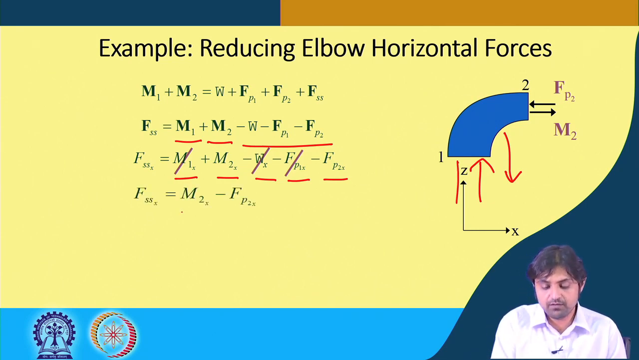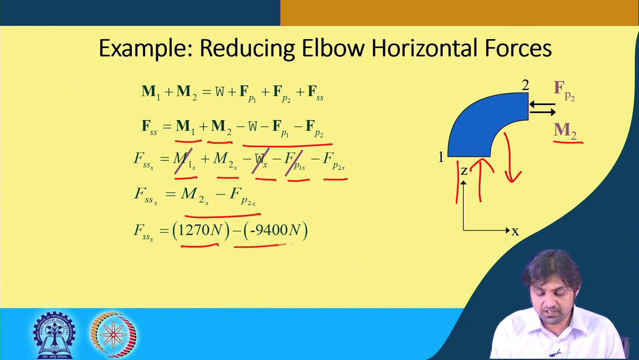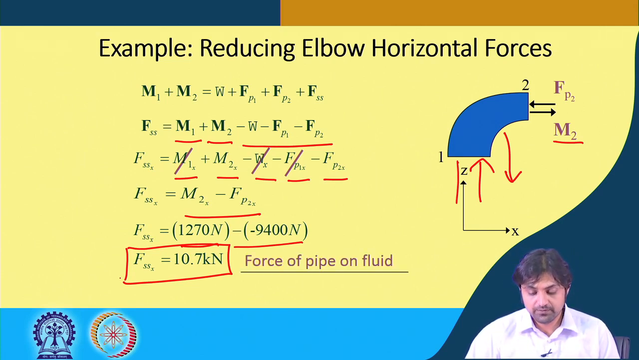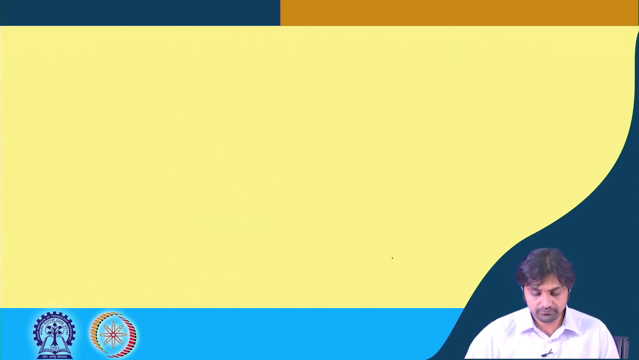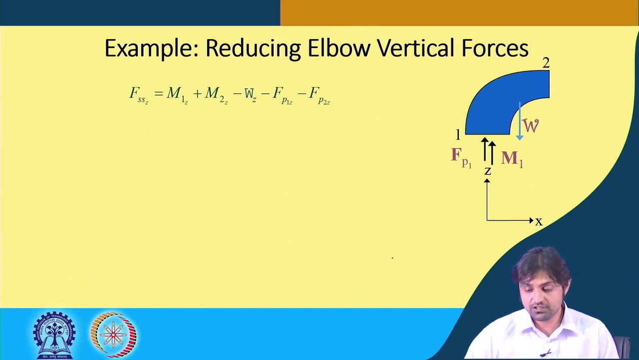So Fssx is M2x minus Fp2x, and M2x is 1270 Newton that we already calculated, minus of minus 9400 Newton. This came to be 10.7 kilonewton. Very simple. So this is the force of the pipe on the fluid. This means that the fluid is pushing the pipe to the left because Fssx is positive. Continuing with our example, we have to find out Fss in the z direction or y direction. Basically we call this one z.